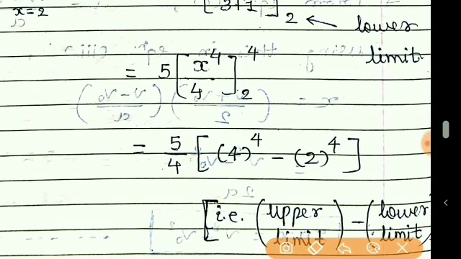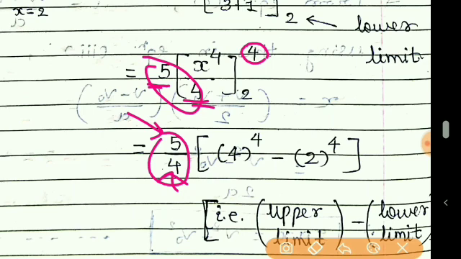So 5 is there, 4 is a number, so we can take it out. So we have taken out 4, so it becomes 5 by 4. What remains in the bracket? X raised to 4. Now we are going to put the limits. In place of x, first we will put the upper limit, so 4 raised to 4. In place of x, we are putting this 4.